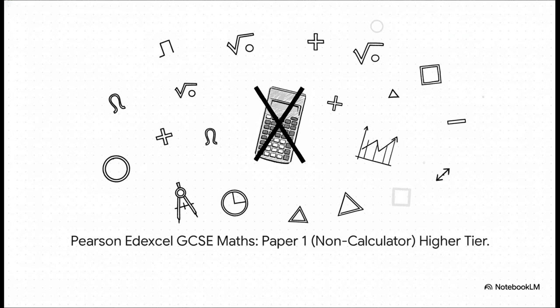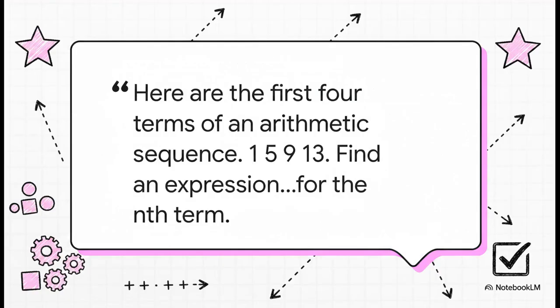So, where does this question come from? Well, it's straight out of the Pearson Edexcel GCSE Maths Higher Tier Paper 1. And you know what that means, right? No calculators allowed. This one is all about what you know and how you show your working. And here it is, question 1.